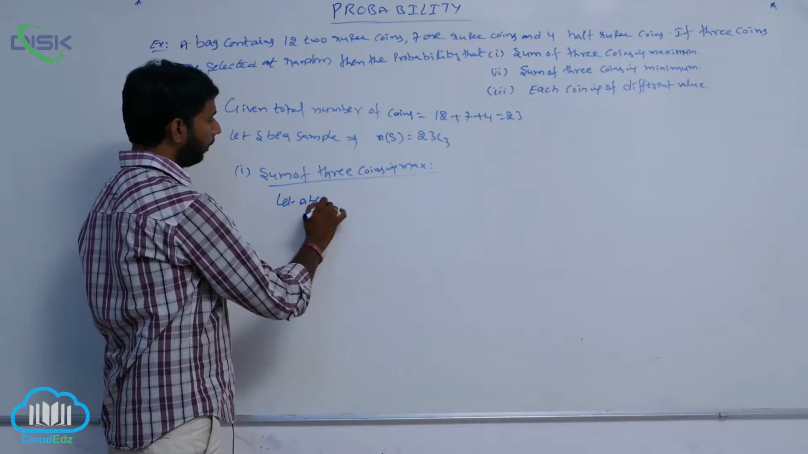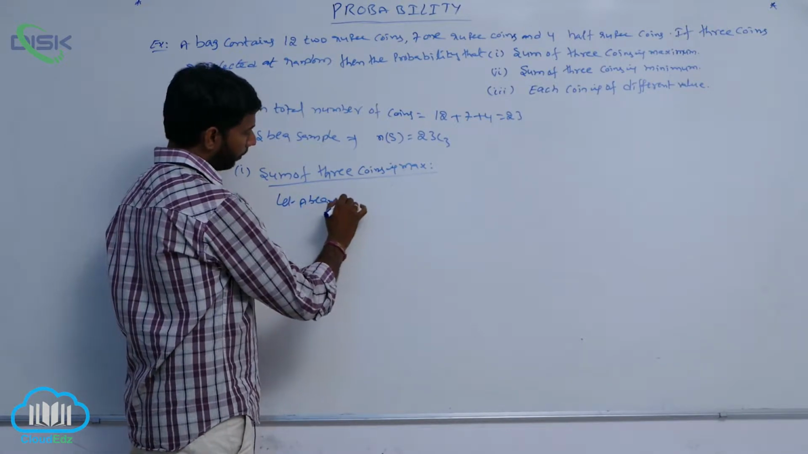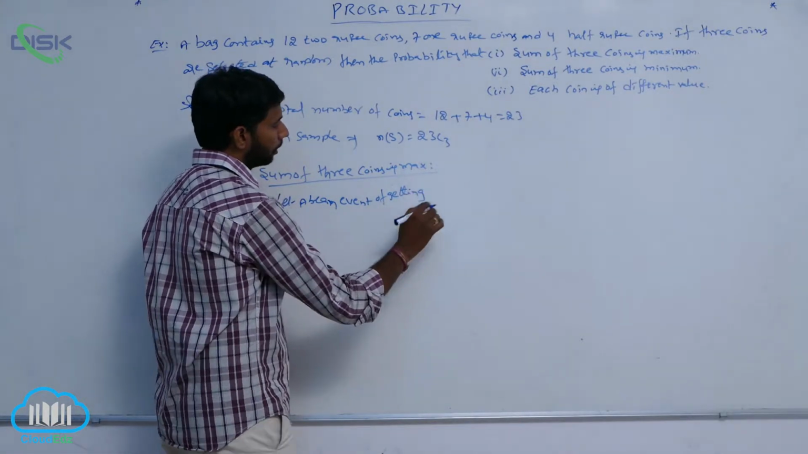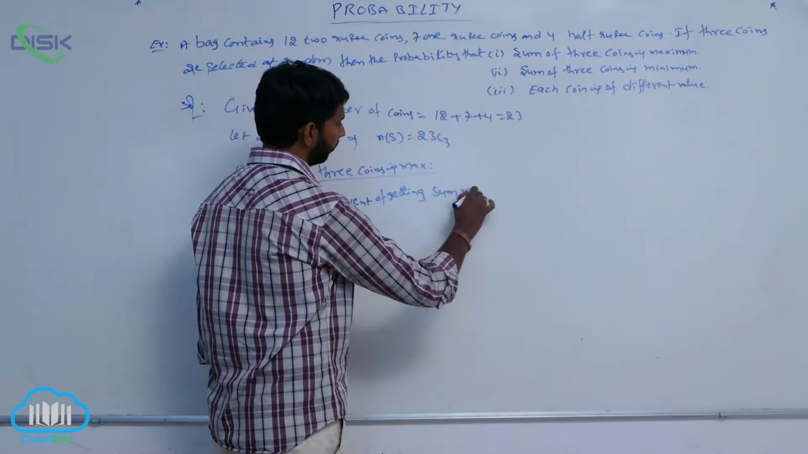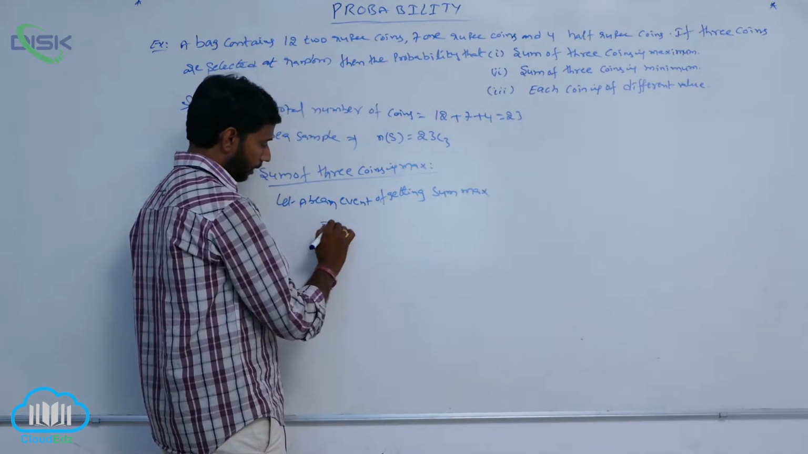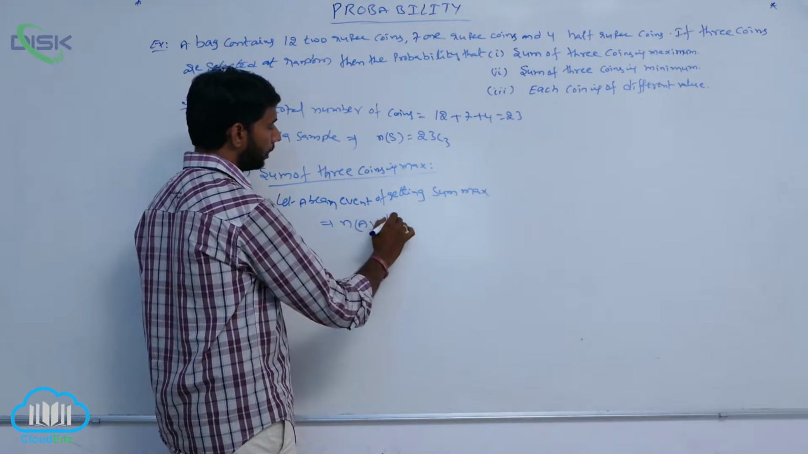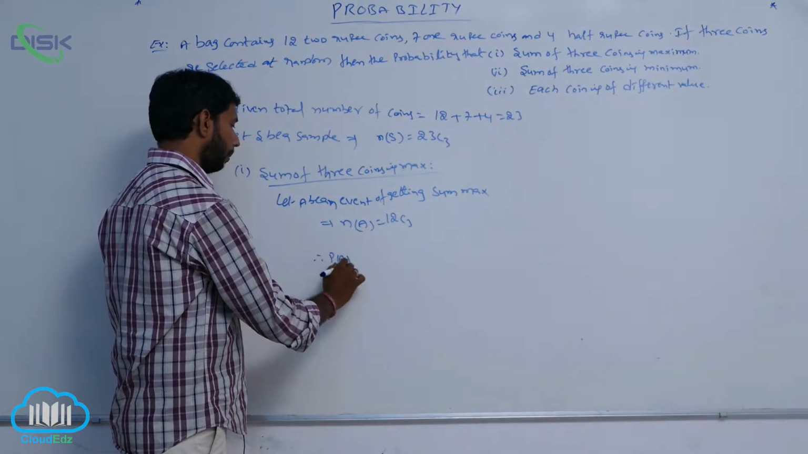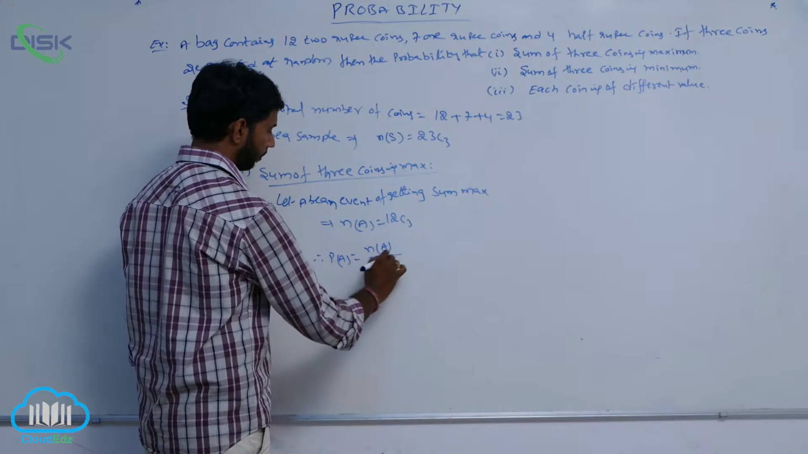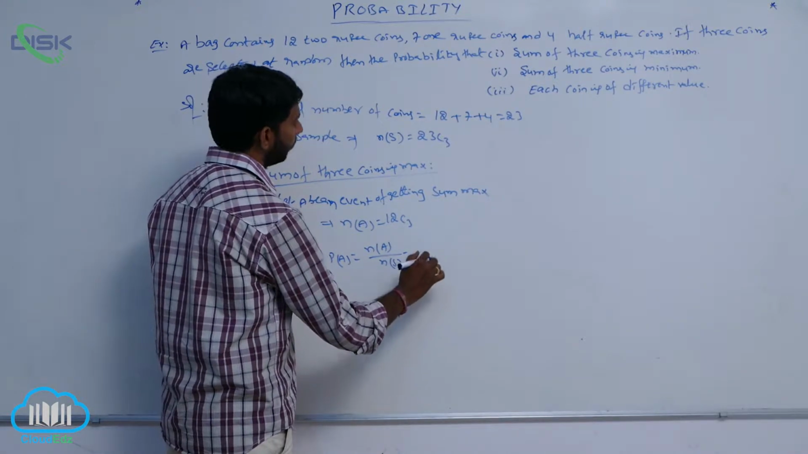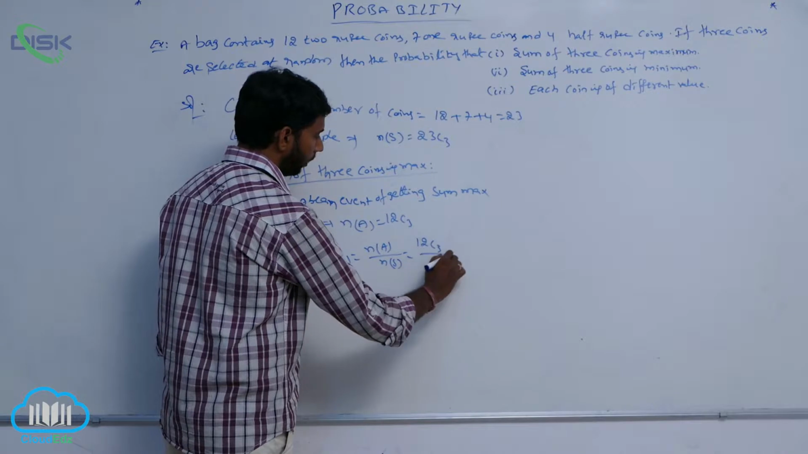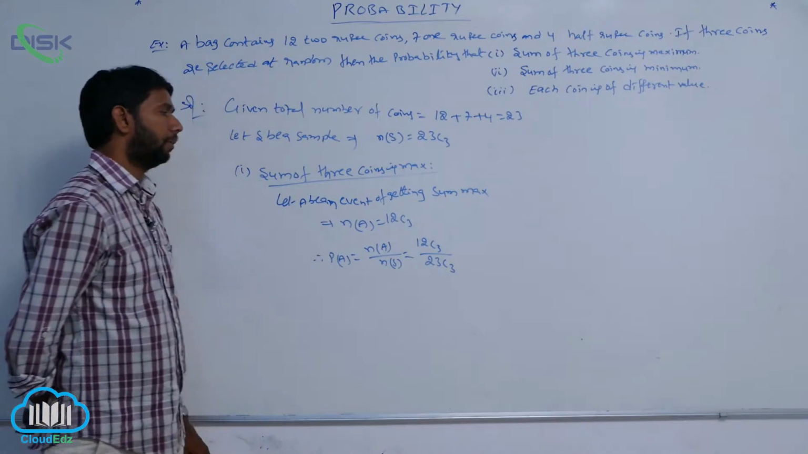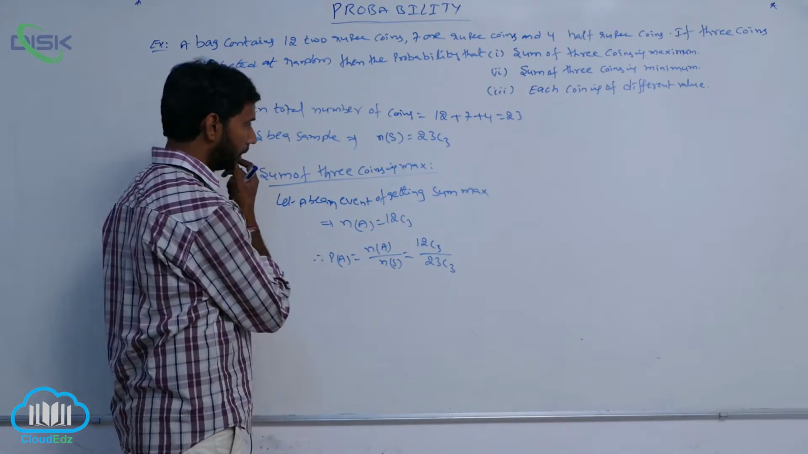Let A be an event of getting the maximum sum. That implies n(A) is equal to 12C3. Therefore, P(A) is equal to n(A) by n(S), that is equal to 12C3 by 23C3.